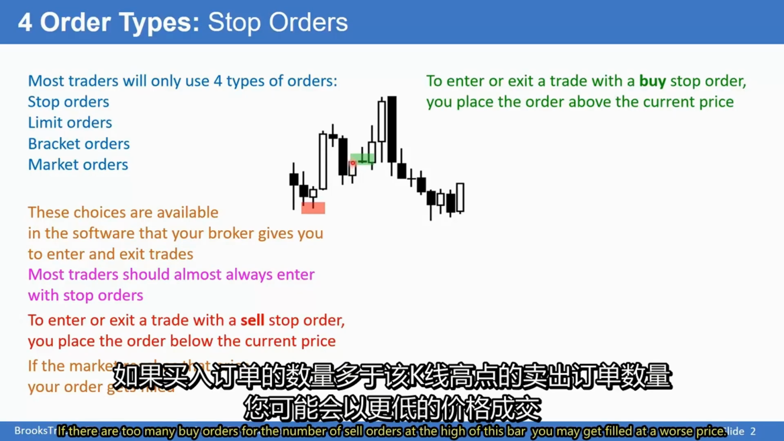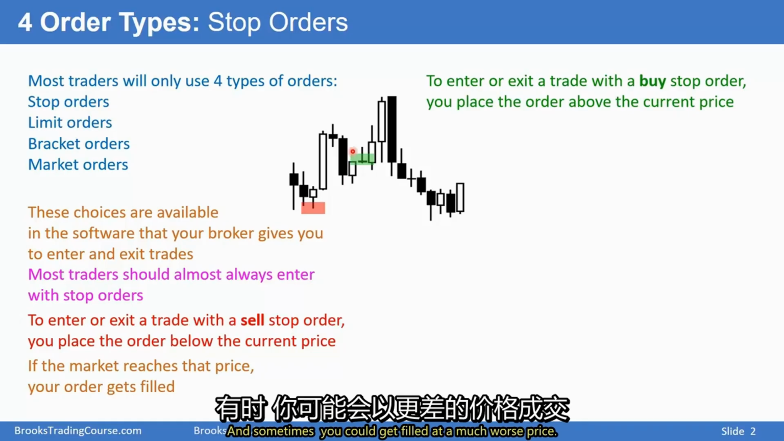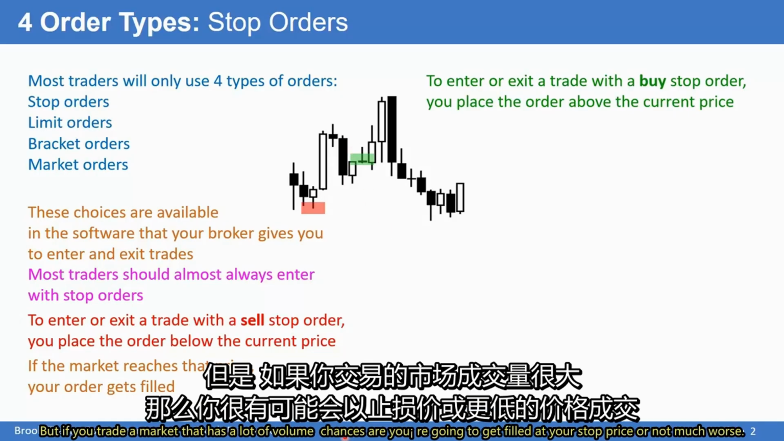If there are too many buy orders for the number of sell orders at the high of this bar, you may get filled at a worse price. And sometimes you could get filled at a much worse price. But if you trade a market that has a lot of volume, chances are you're going to get filled at your stop price or not much worse.